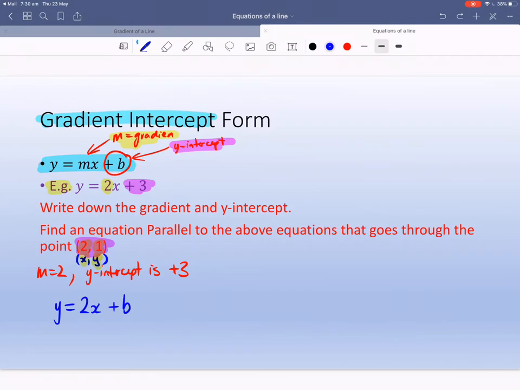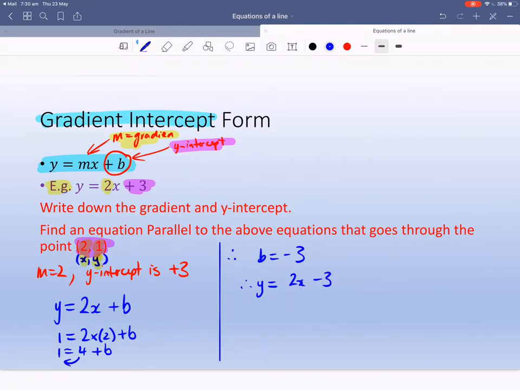So the y point is 1, so I'm going to go 1 equals, and then we've got 2 times, what's our x? 2, plus b. Now we just solve for b. So we've got 1 equals 4 plus b. I'm going to put a line here so I can keep working. Therefore, b equals minus 3, because you move that to the other side. And so therefore, y equals 2x minus 3 is the line that we're looking for.